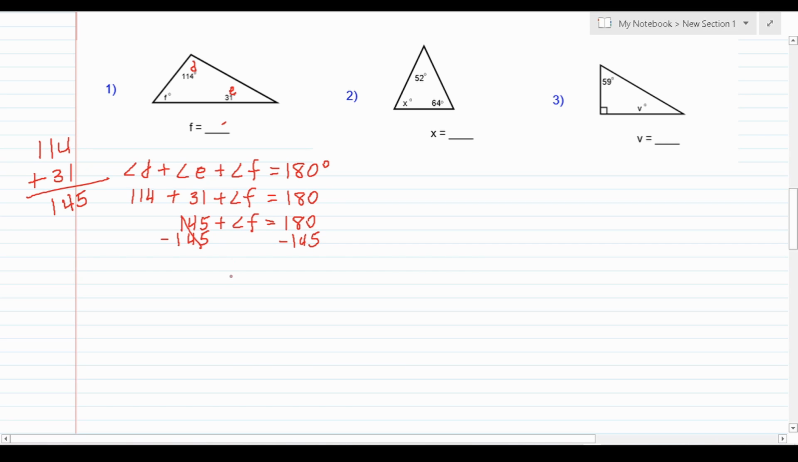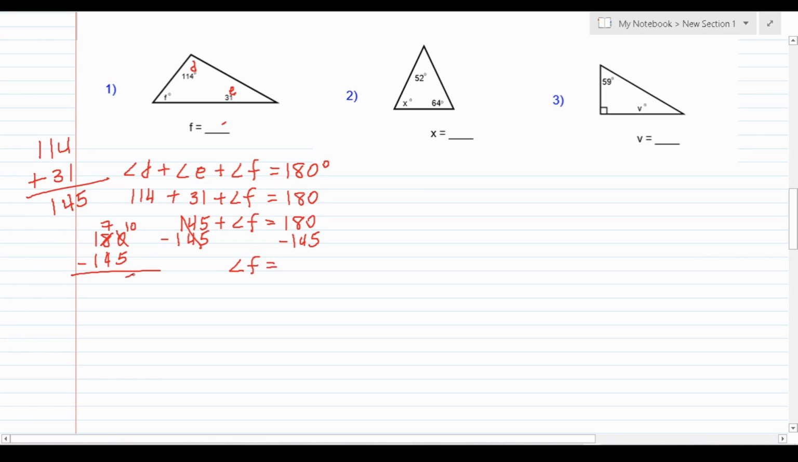This will cross out, leaving you with angle F equals 180 minus 145. If you can't do that in your head, there's no shame in doing it off to the side. Let's go ahead and do that. 0 minus 5 we can't do, we have to borrow. This 8 becomes a 7. This 0 becomes a 10.